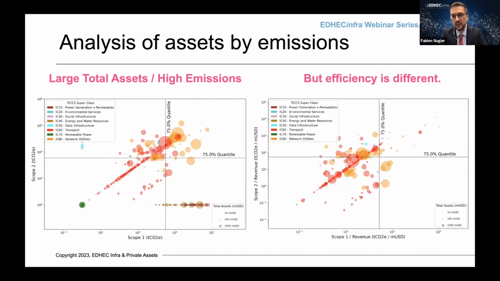What you see, on the other hand, is that some of the assets, which were smaller assets, do remain in this top right corner. And that means that those assets not only were high emitters, but are also quite inefficient if you compare to revenue. And that means that probably in terms of investments, those are more a concern, and those may be requiring more checks before investment.